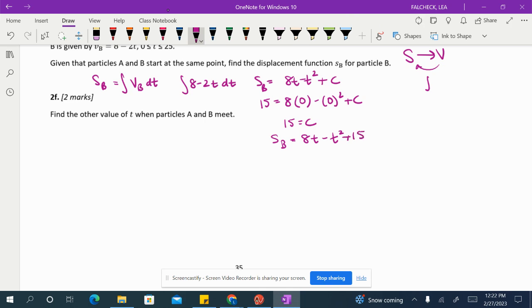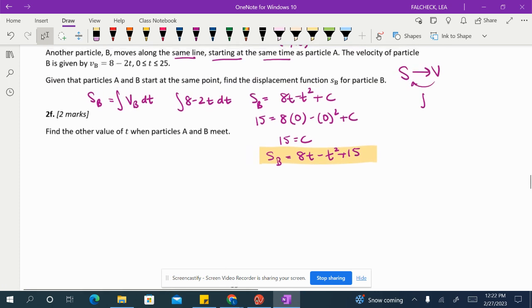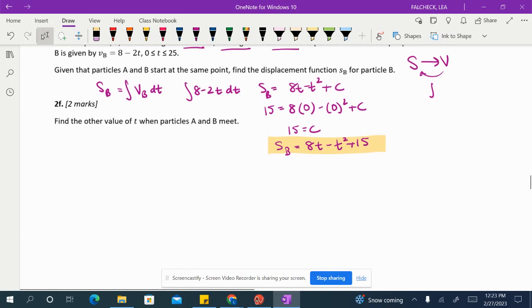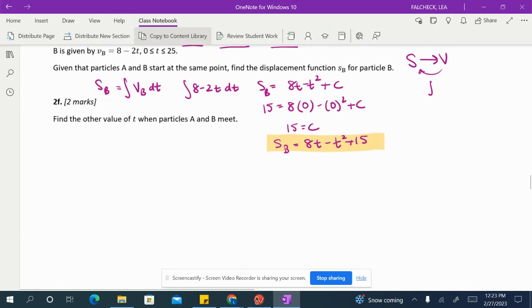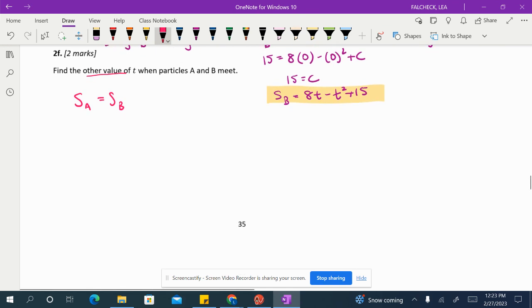Alrighty, sweet. 2f. Find the other value of t when particles A and B meet. So particles A and B meet. That means we're going to try to find where S sub B is equal to S sub A, because we're trying to find where they meet, right? So we have S sub A is equal to S sub B. Since they say find the other value, it looks like we're probably going to get two answers, and then we're going to need to make a judgment call and see which one they're actually looking for.